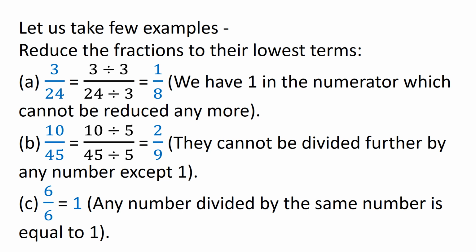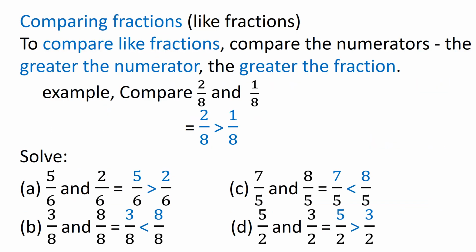6 upon 6 equal to 1. Any number divided by the same number is equal to 1. This cannot be reduced anymore. So 1 is the lowest term for 6 upon 6.